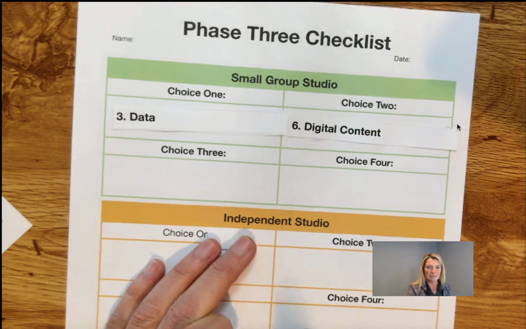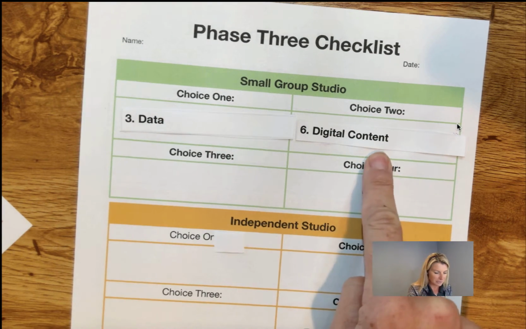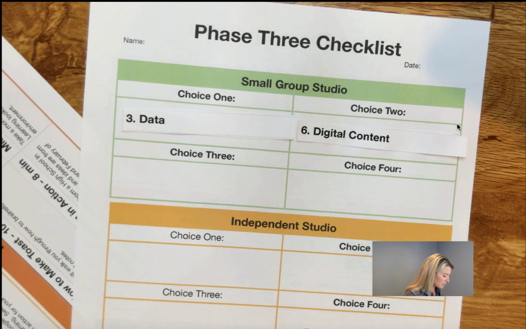All right, number 6. So I'm going to go to the 3rd small group on data, and then I'm going to go to the 6th small group. I need to do one more because I want to make sure that everybody in this room gets a chance to go to 3 small groups.